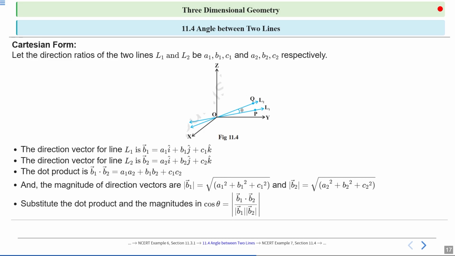Finally, we substitute the dot product and the magnitudes into the formula for the cosine of the angle between the lines. The equation is cos theta equals the absolute value of b1 dot b2 divided by product of magnitudes of b1 and b2.